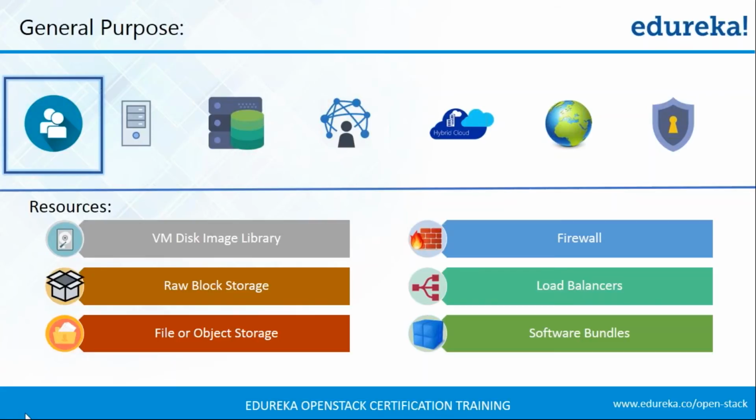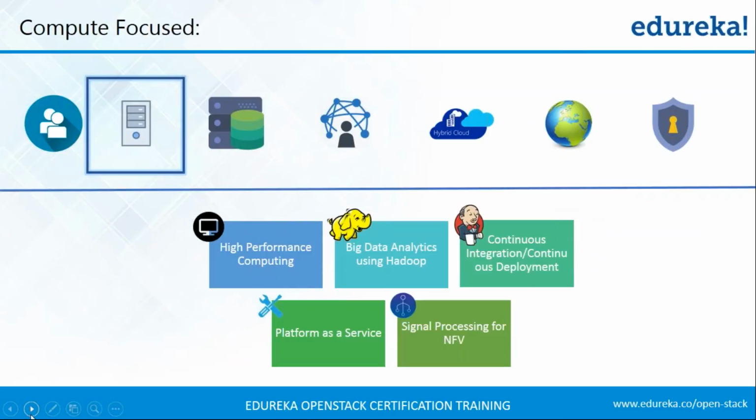Okay, no questions. And now let's say that you want a complete compute-focused cloud infrastructure. So what you might be needing is that you might need to perform high-performance computing. For that, you might be dealing with a lot of data and you need a lot of processing power. So make sure that you avail large instances in your OpenStack infrastructure.